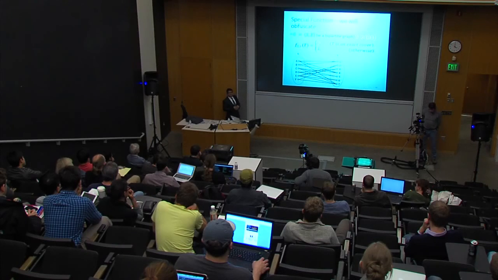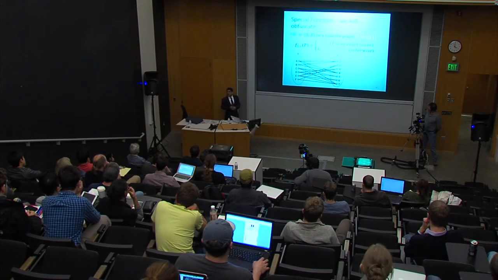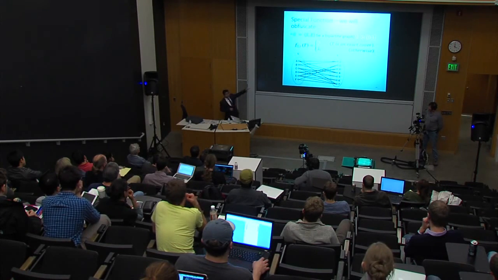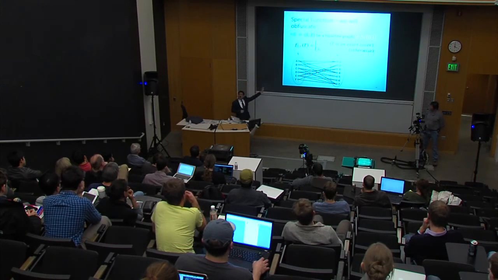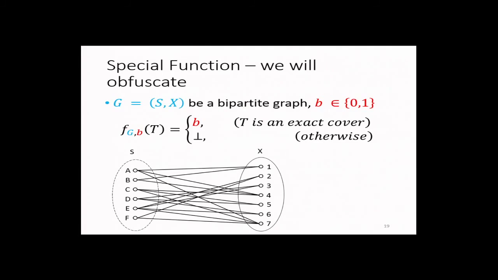Okay? So just a very simple function. Now you can imagine a program that does that. You can write a program that checks if T describes an exact cover in this graph and outputs the bit B if it does and bottom otherwise. And note that the only thing that I'm trying to hide for this function is this bit B. The graph G is public, everything else is public. The only bit we're trying to hide is the bit B.